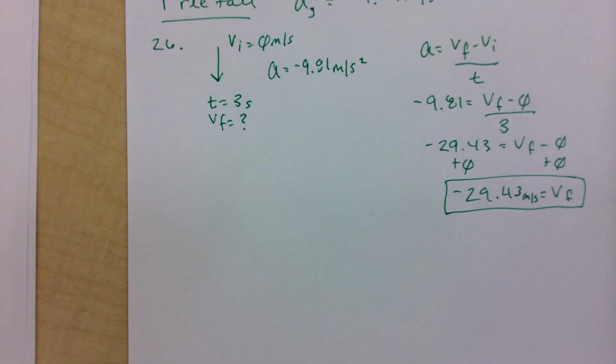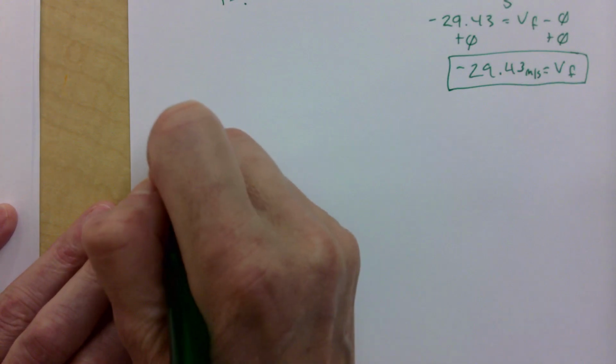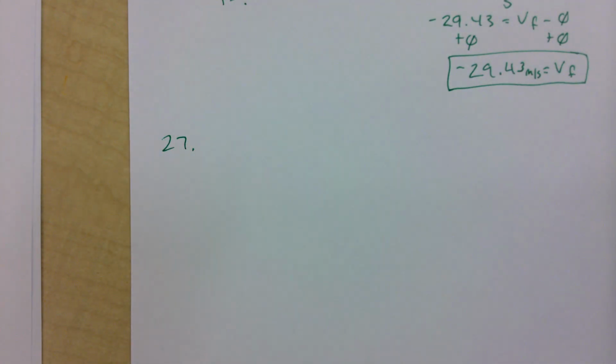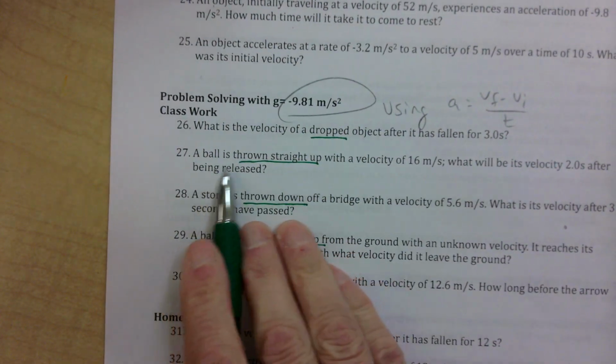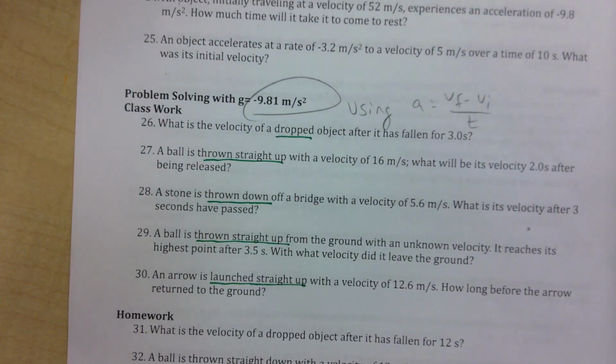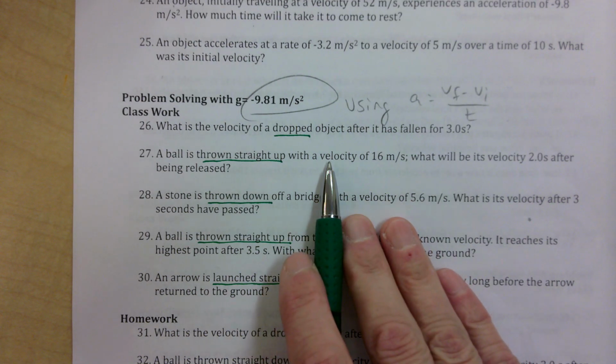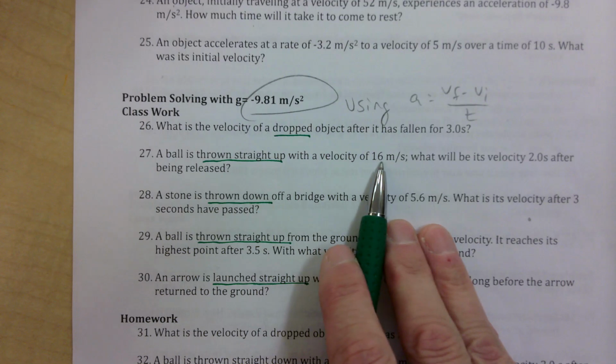Let's go ahead and take a look at something like number 27. On 27, it says that we have a ball that is being thrown straight up. So this time if we're throwing a ball straight up, in order for it to go into the air, you are throwing it with an initial velocity.